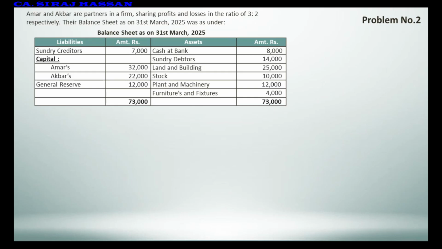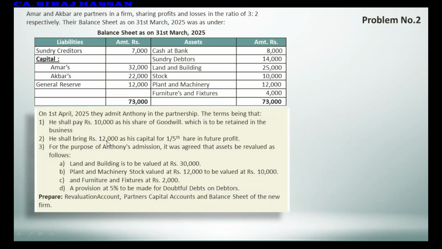Out of this asset side, sundry debtors, land and building, stock, plant and machinery, furniture and fixtures will go to the new balance sheet, and cash will go to a separate account. After that, we will come to the liability side. Sundry creditors will go to the new balance sheet. Amar's and Akbar's capital will go to their respective partners' capital accounts, and the general reserve will be distributed between the partners. The adjustments are that on 1st April 25 they will be admitting Anthony as a partner.